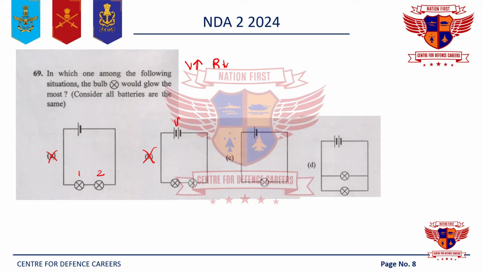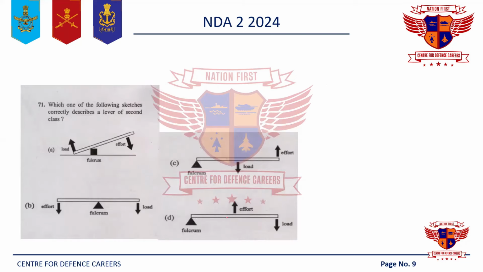Let's look at the next option and then come back to this. In option D, we have two bulbs, 1 and 2, connected in parallel, which means the resistance is low. And at the same time, they are connected to a very high resistance voltage. So in this case, in option D, both the bulbs will glow with maximum brightness. Hence, we'll go with option D. Moving on to the next question.